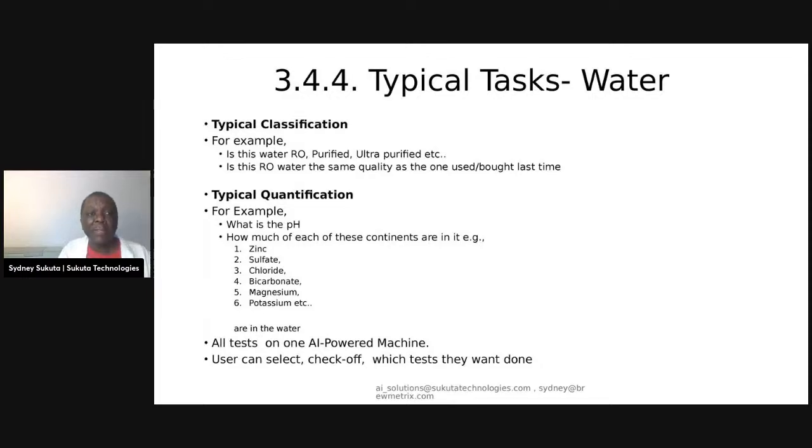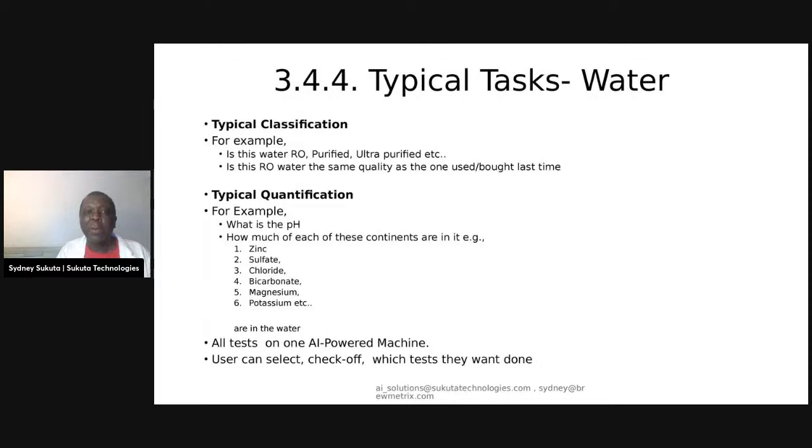So typical classifications, for example, you may want to know, is this water RO or reverse osmosis? Is it purified water? Is it ultra purified water? You may want to know that. I do understand that people in the brewery space will be brewing, they're interested in RO water. And then the next question would be, is this RO water the same quality as the one we used before? Because you want consistency, right, in your product. So this can be done very easily, and I'll show you some examples. So those are typical classification solutions.